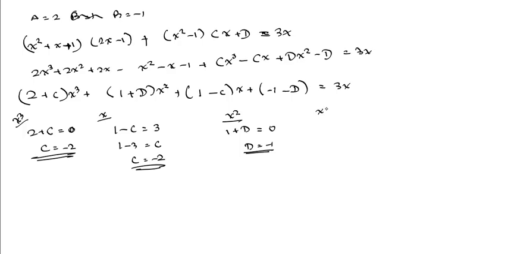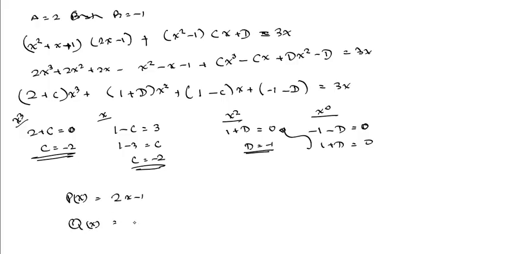We can confirm it with x to the power 0. This equals 0, 1 plus d equals 0. You are basically getting the same thing here. Okay, so I can take p(x) as 2x minus 1 and q(x) as minus 2x minus 1. So we have successfully found the two linear expressions p(x) and q(x) satisfying the equation they have given. This would totally give you 150 marks.